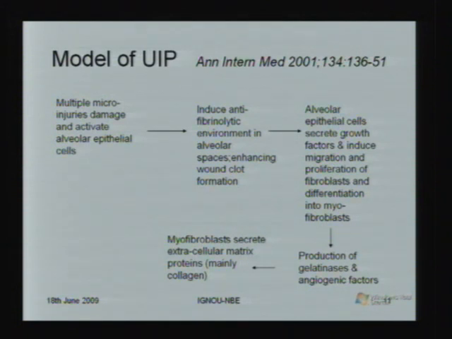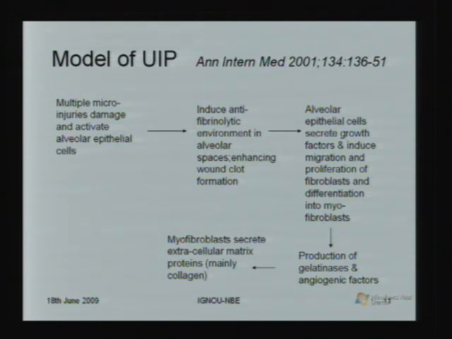So one of the models of etiopathogenesis of IPF suggests that initial multiple microinjuries, which damage and activate the alveolar epithelial cells, lead to the induction of an antifibrinolytic environment in the alveolar spaces, thus enhancing wound clot formation. This in turn leads the alveolar epithelial cells to secrete various growth factors and induce migration and proliferation of fibroblasts and their differentiation into myofibroblasts. This is a very crucial cell in the pathogenesis of IPF, the myofibroblast.